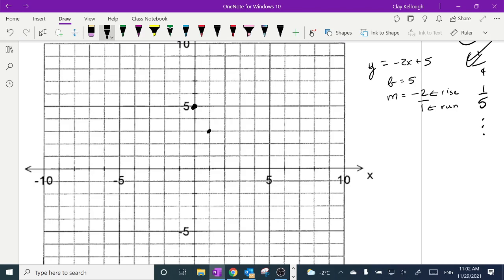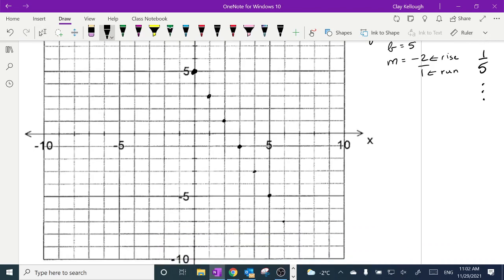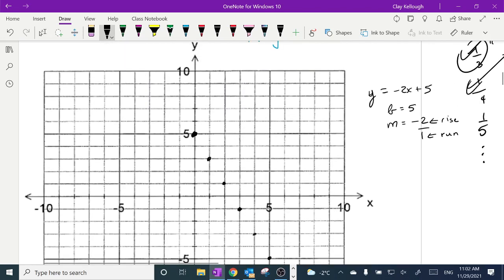And then keep doing that. Go down 2 and over 1. We've crossed the x-axis now. Now we're into negative numbers for y. Now technically when I graph a line, I really only need 2 points. So I've got way more points than I need. But by doing more points than I need, I can make a fairly accurate line. I'm going to keep going until I run out of grid. I'm out of grid. And then I'll go up to the top and I'll go backwards.